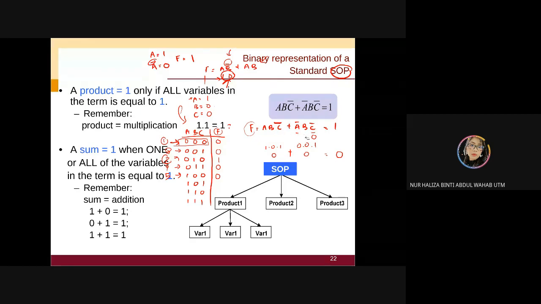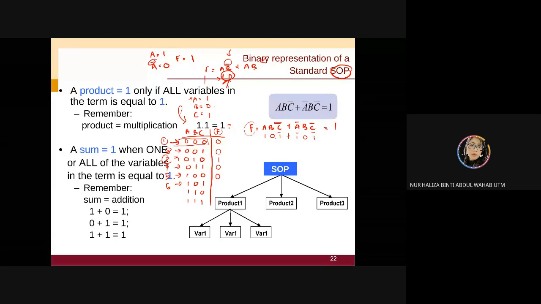Next, I have the sixth one. My sixth one is 101. I will get 1 for my A, 0 for my B, 1 for my C with a bar, plus 1 for my A with a bar, 0 for my B, 1 for my C with a bar. Here I will get 0 plus 0. My answer will be 0. Next, 7.